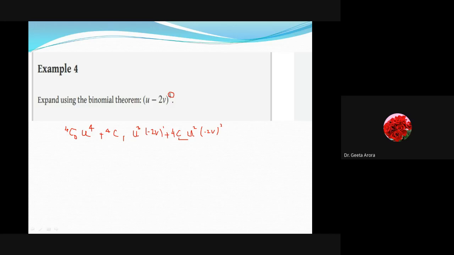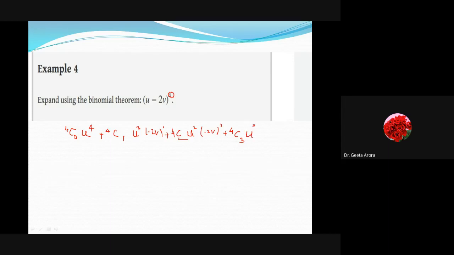In the second we have u cube and v1, so total power is 4. Again in the third one u2 and v also 2, so again we are getting 4, it means we are going on correctly. So here we have 4c0, 4c1, 4c2, the next is 4c3. If you have done with your pen and paper, you can do it fast as compared to me. It's 4c3.